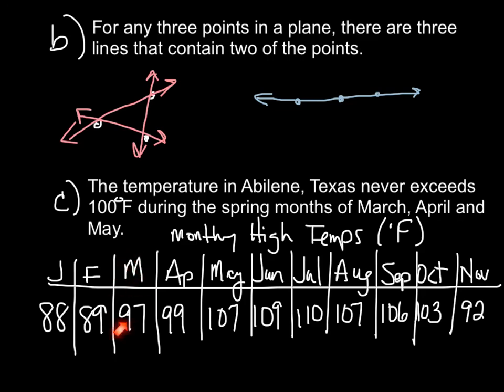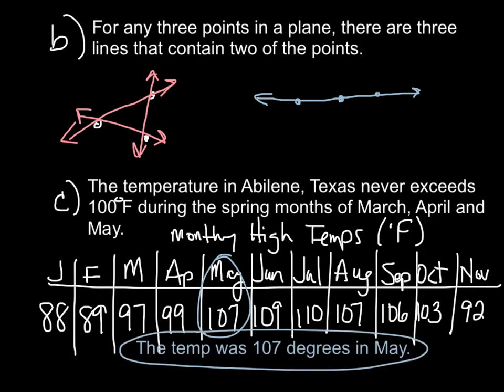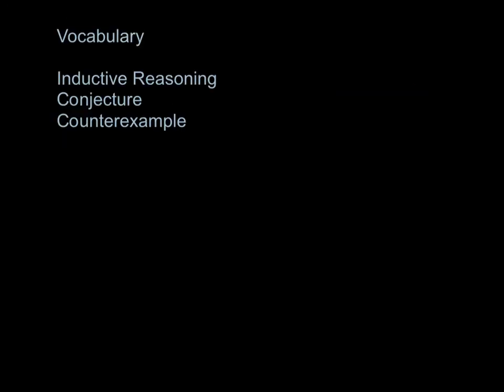So let's look at March, 97. Nope, it works. April, yep, it works. Oh, May. May is 107 degrees. So literally all you have to write is that your counterexample is that the temperature in May was 107 degrees. Therefore, you've just proved that that conjecture is false. Your 3 vocabulary words are inductive reasoning, conjecture, and counterexample.